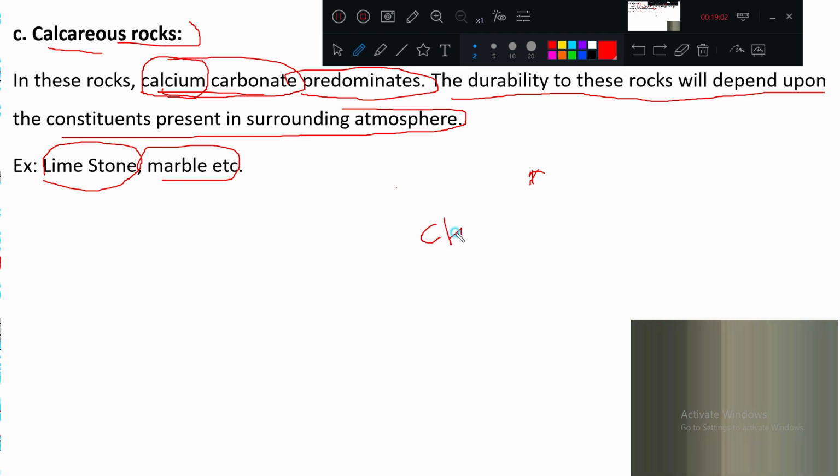We can easily revise these things. Chemical classification, we have siliceous rocks, argillaceous rocks, calcareous rocks. In physical classification, we have stratified, unstratified, foliated. Under geological classification, we have igneous rocks, sedimentary rocks, metamorphic rocks. So three types of classification of rocks we have easily understood.